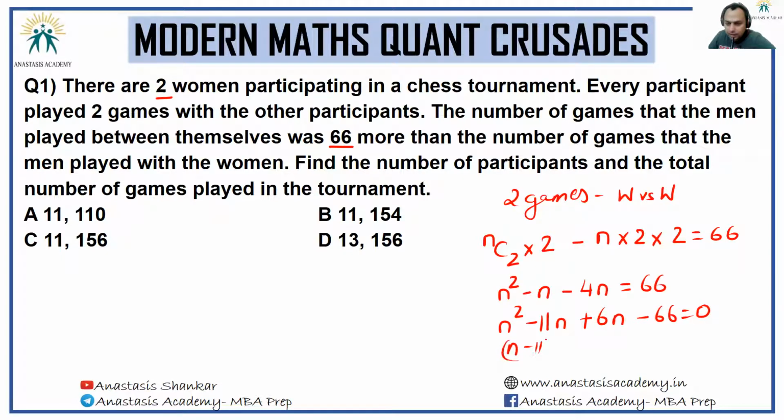(n minus 11)(n plus 6). So n is equal to 11, and n was the number of males. When we've been asked the total number of participants, the answer is 13. And as soon as you reach 13, you can mark that option, because none of the options are 13.